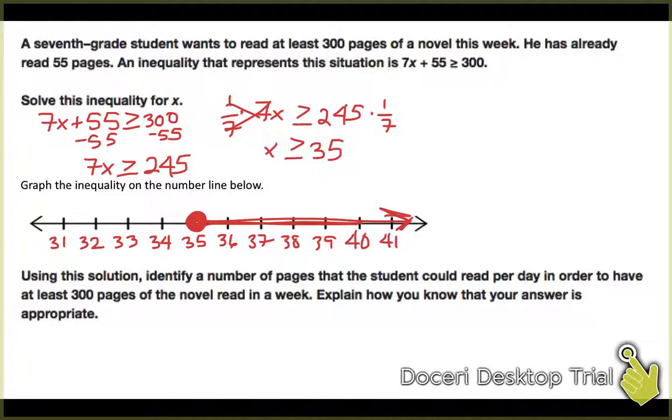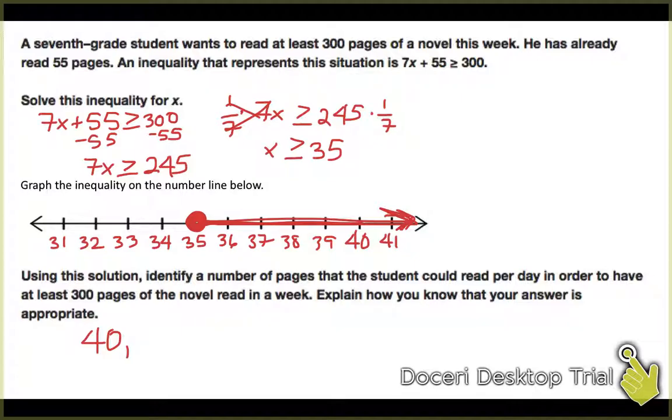So for this, guys, all you have to do is select any number that would be to the right of 35. So any number that's in that red and beyond, any number that's greater than 35. So let's say 40. He could read 40 pages.